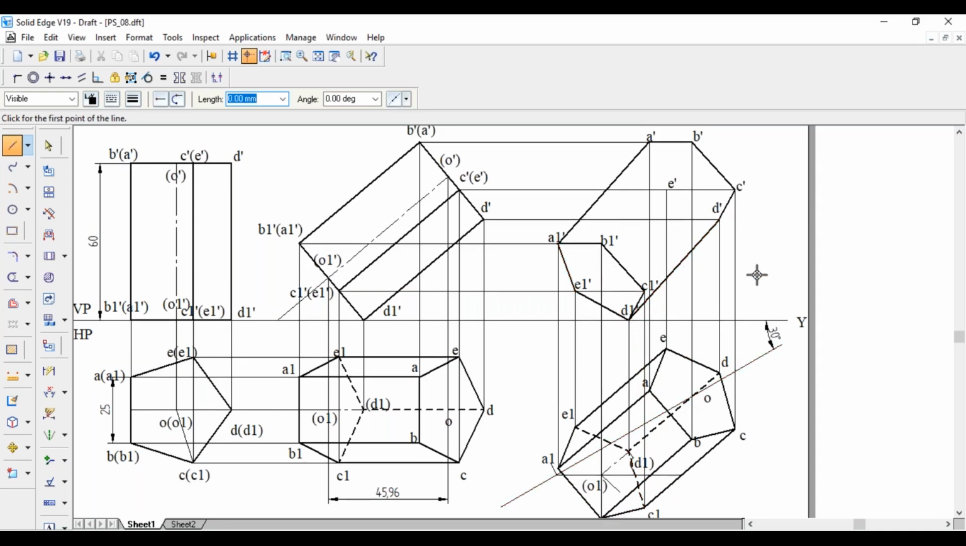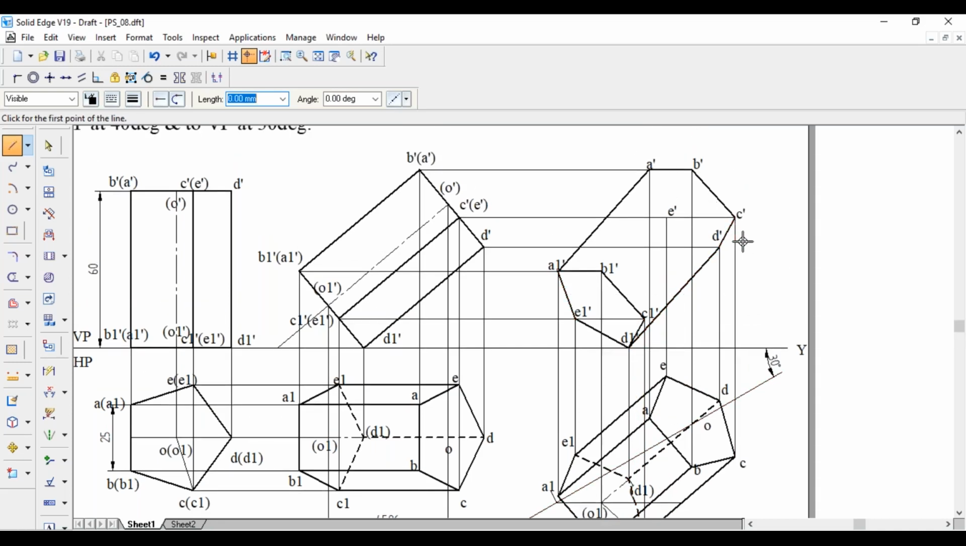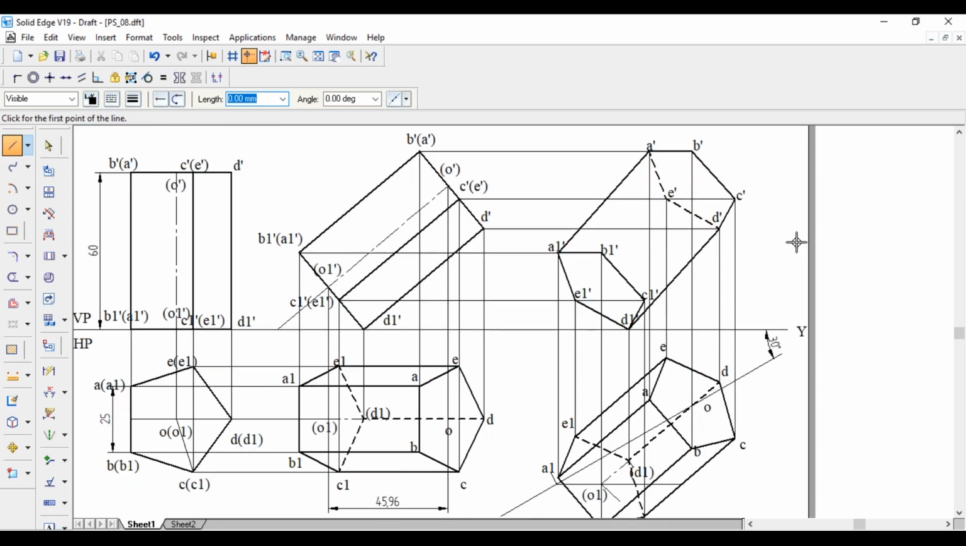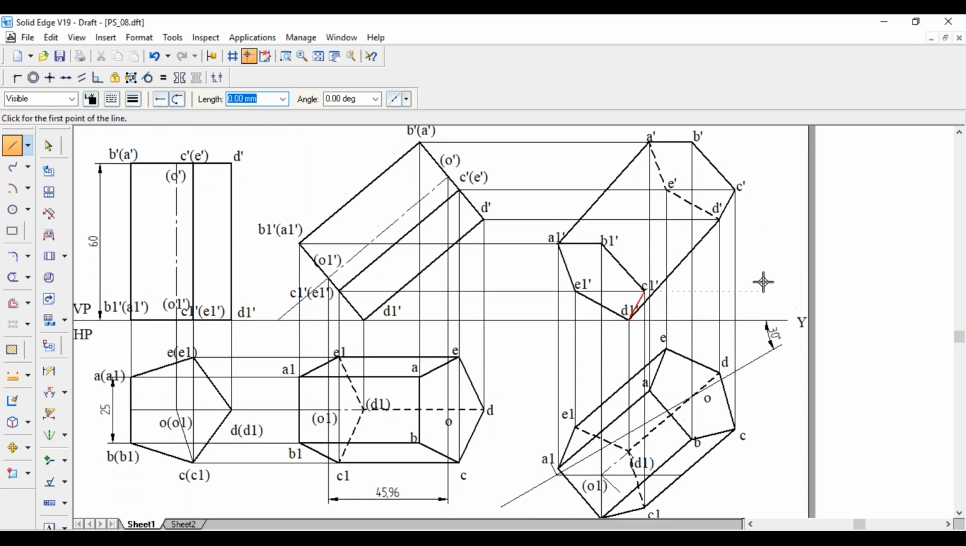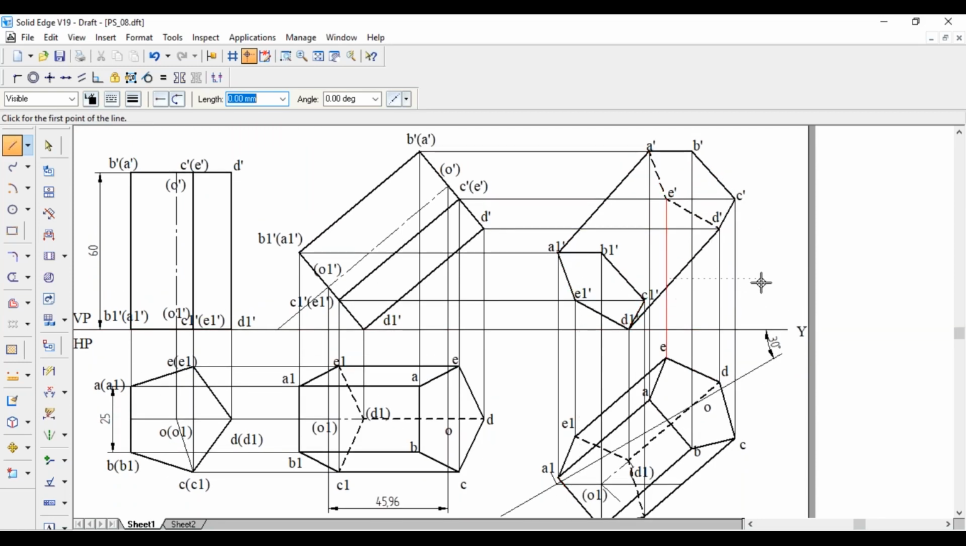Well, moving to the top face, D dash E dash, DE. This edge is away from the observer, and A dash E dash, AE, that is this one. These two are away from the observer. These two are invisible. So D dash to E dash to A dash. Next, moving to the longer edges, A dash A1 dash are joined, D dash D1 dash are joined.